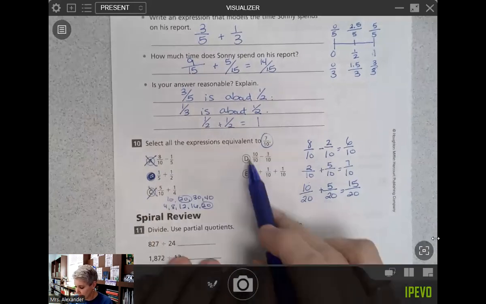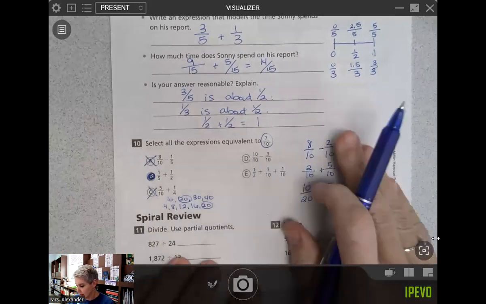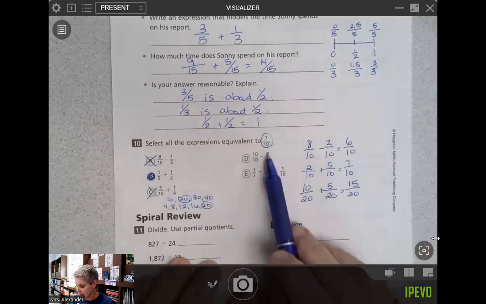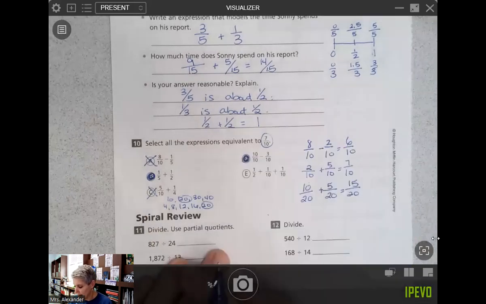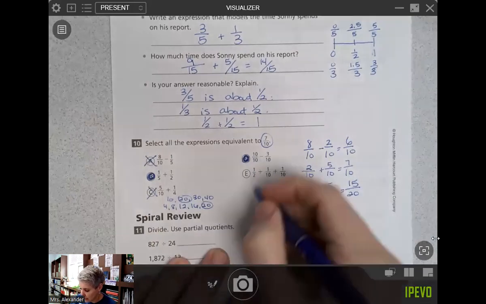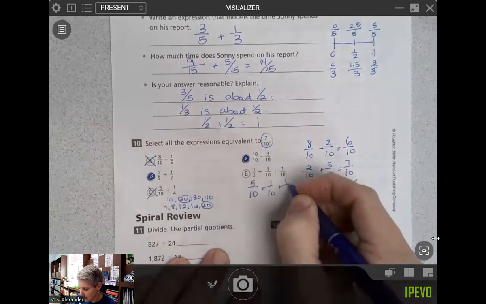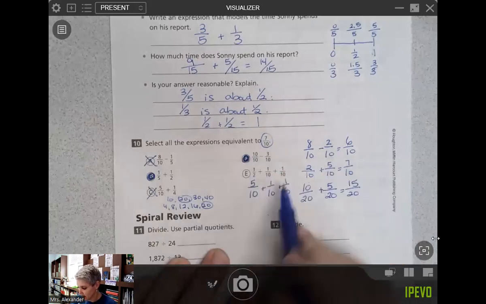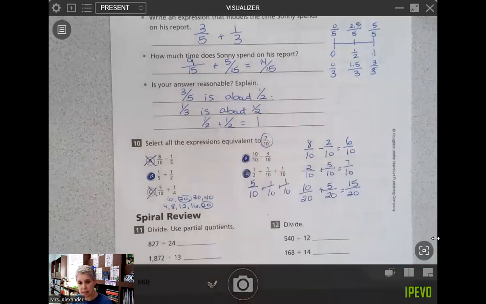This one already has a common denominator, so I can do this one without rewriting it. 10/10 minus 3/10. 10 minus 3 is 7/10. I like letter D. 1/2 plus 1/10 plus 1/10. So I need to make this 1/2 into 5/10 plus 1/10 plus 1/10. 5, 6, 7. There's another good one. So we have B, D, and E all equal to 7/10.